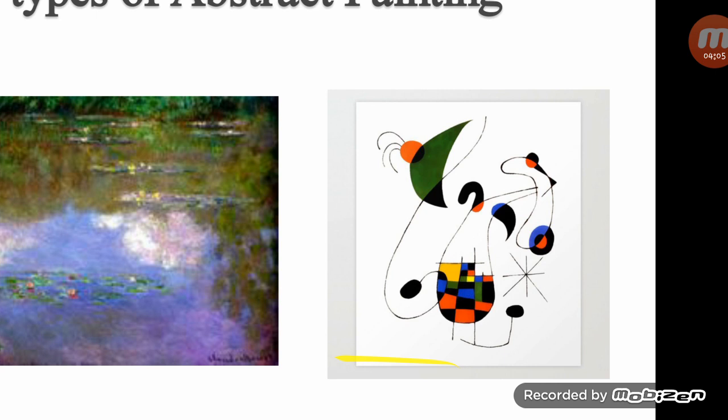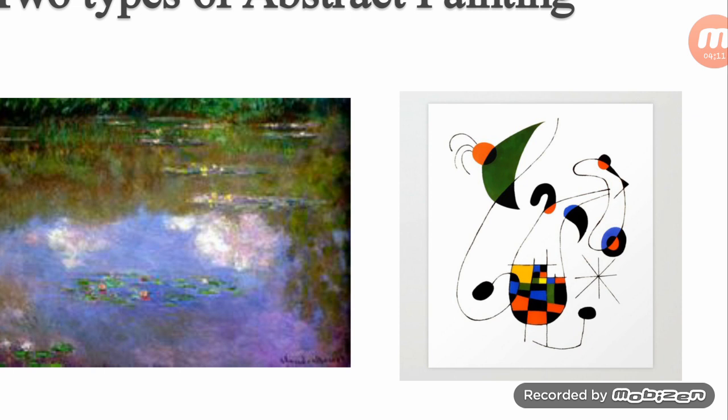The second type of abstract painting, sometimes referred to as pure abstract art, is even more obtuse. Such paintings do not reflect any form of conventional reality. All you see are shapes, colors, lines, patterns, and so on. Here, for example, is a painting by the Spanish painter Joan Miró. As you can see, nothing in this painting is recognizable. There are no people, fruit, or even water lilies.